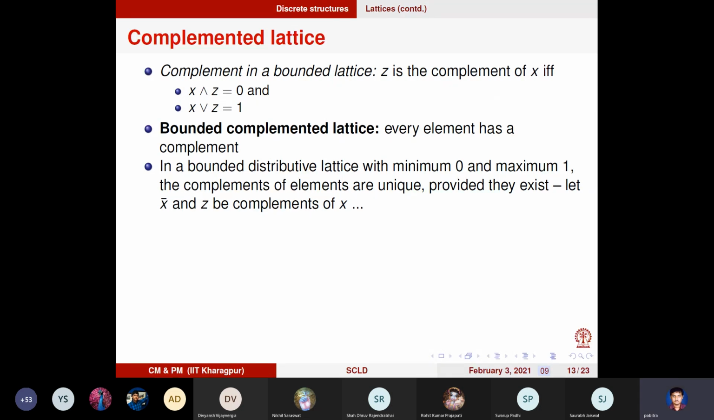We defined the notion of complement. So X and Z are complements if the meet of X and Z is 0 and the join of X and Z is 1. And we have seen that in any bounded complemented lattice, every element will have a complement. Every element, if it is bounded, that is, there is a maximum and a minimum. For every element X, you can define a complement Z. We'll usually denote the complement by X bar. So the complement of X is X bar. We'll denote it by this, the usual definition.